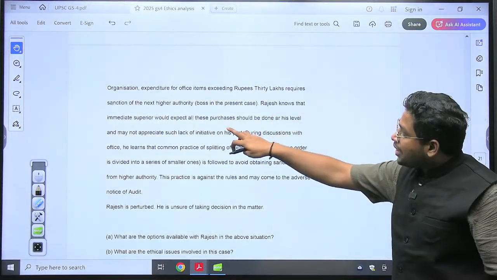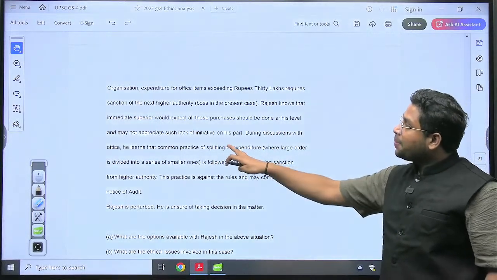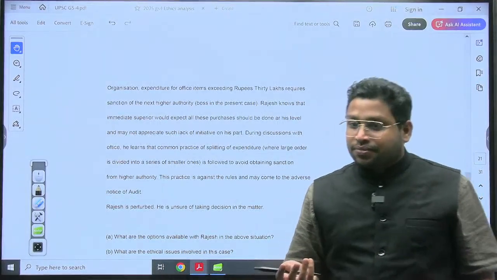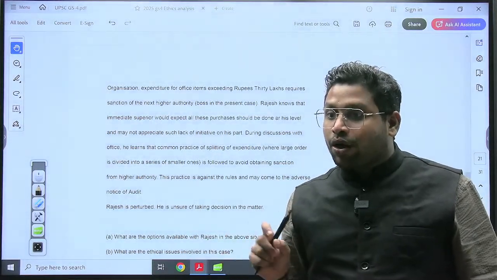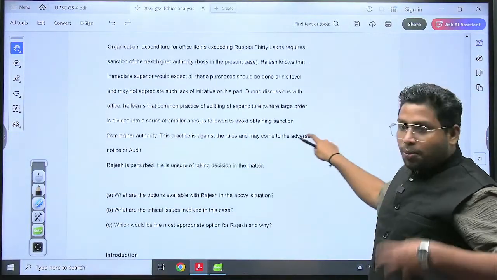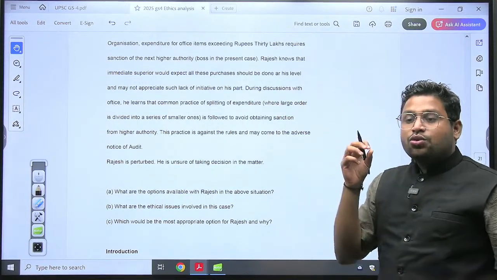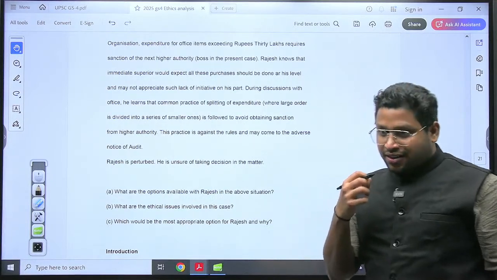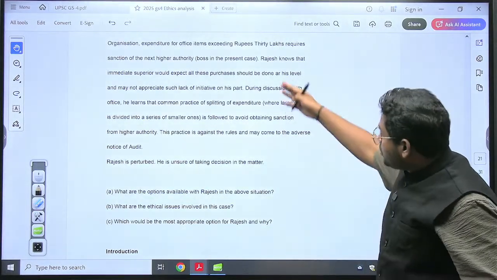Now Rajesh knows that the immediate superior would expect all these purchases should be done at his level and may not appreciate such lack of initiative on his part. Now the senior expects you do it at your level. That means you are going against the law, against the rules. If you don't do it, the superior might not write good about you in the ACR. You are concerned about your career progression. So your personal career progression versus this overall thing wherein you break the law, right? And the Weberian bureaucracy, they have this one rule that they have to follow the rules no matter what, right? So that's the conflict over here.